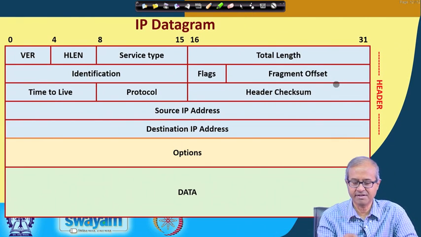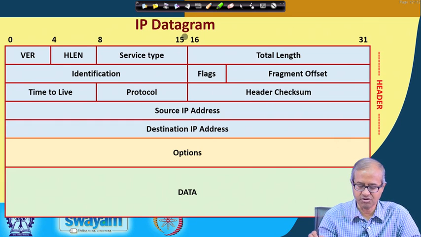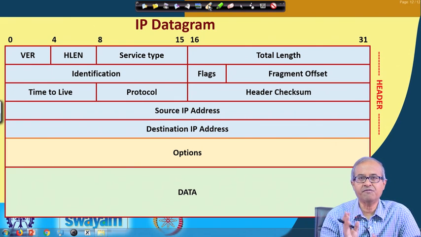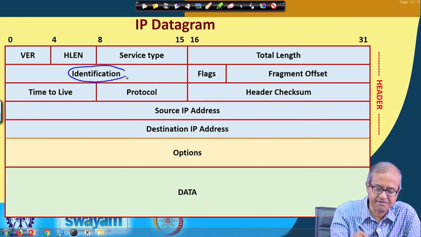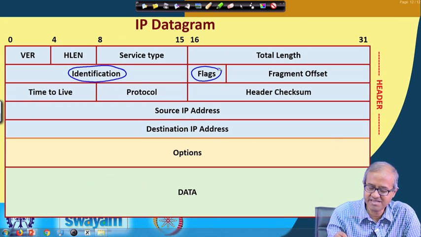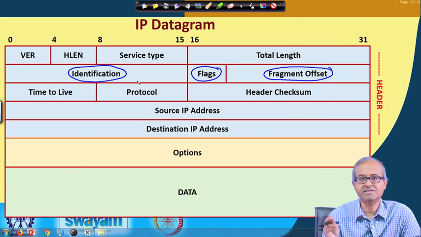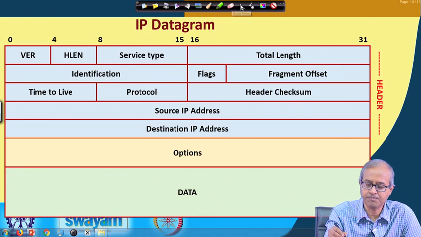Now, let us look at the header structure of an IP packet. This we have already seen earlier, these are the different fields. Now, with respect to fragmentation and reassembly, I did not discuss 3 of the fields earlier. They are this identification, some flags, and this fragment offset. These 3 fields in particular are used for handling fragmentation and reassembly. Let us see how.